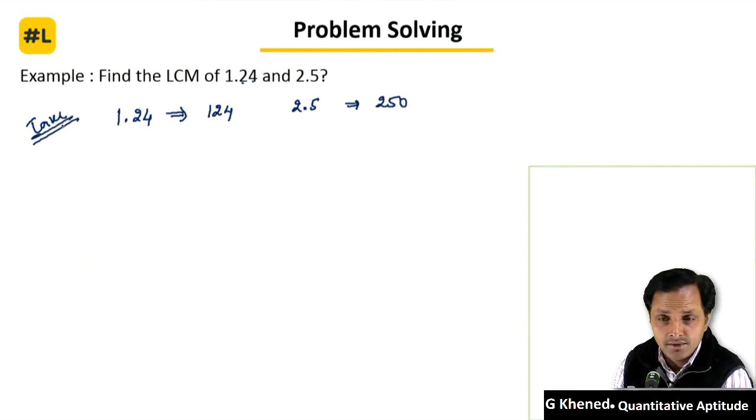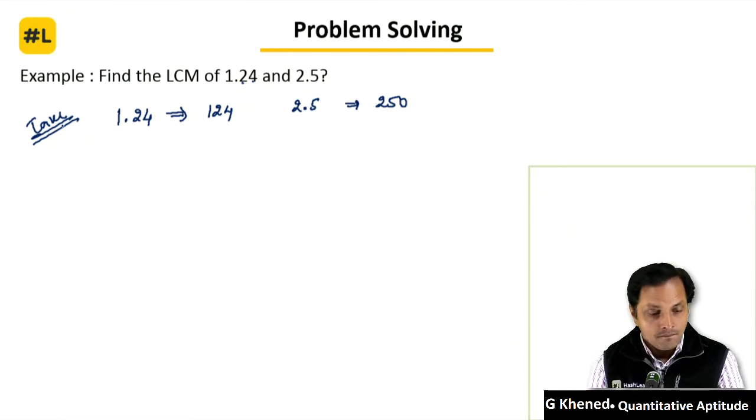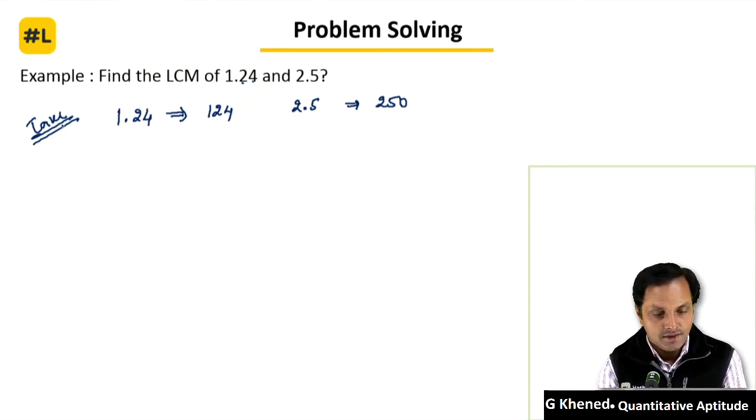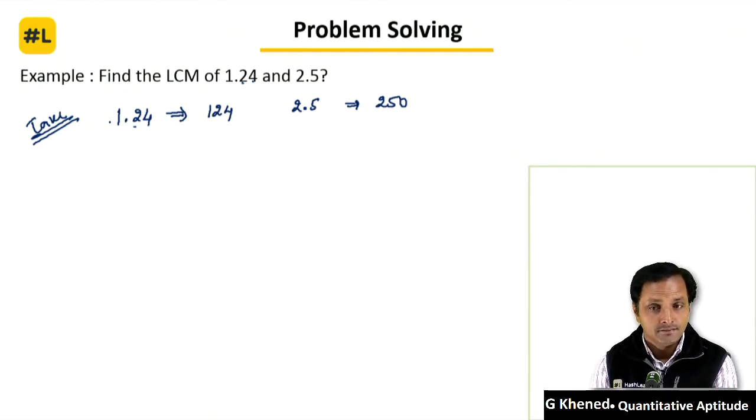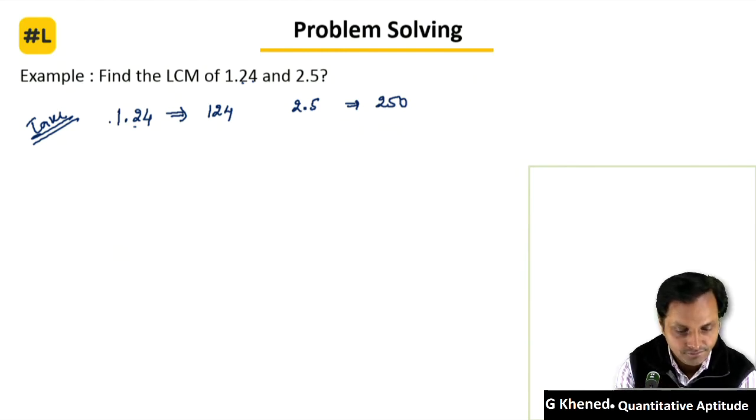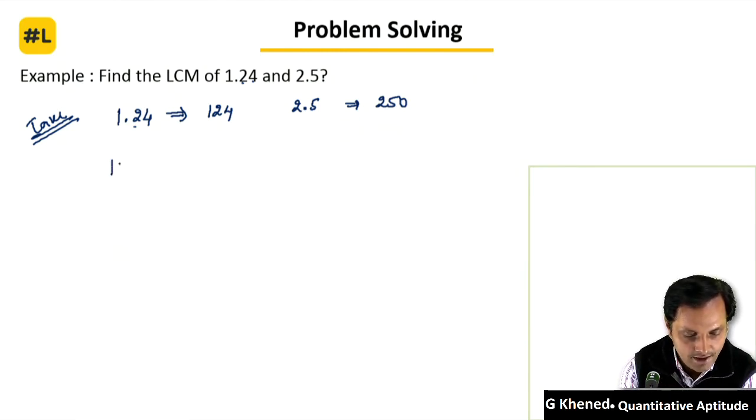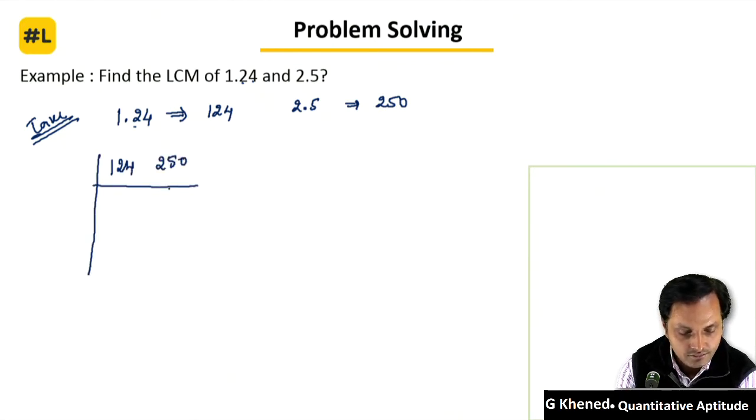You should make a note of the decimals. We are shifting it by 2 digits. So 124 and 250, you can find the LCM of 124 and 250. How to find the LCM of 124 and 250? Use the long division method. This will go in 2, 2 6s are 12, 2 2s are 4, and this will go with 125.